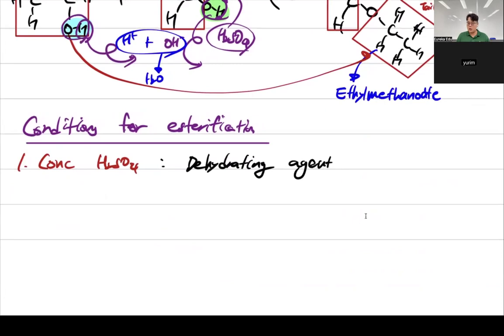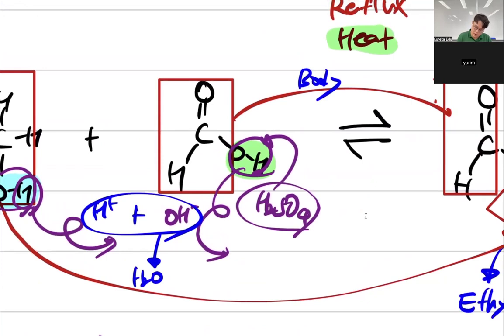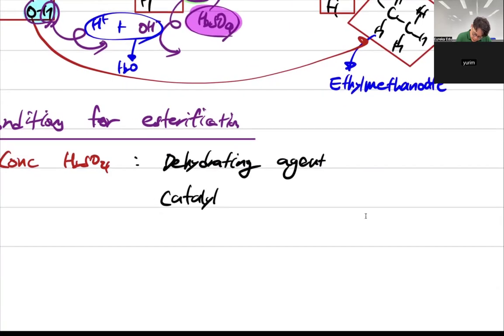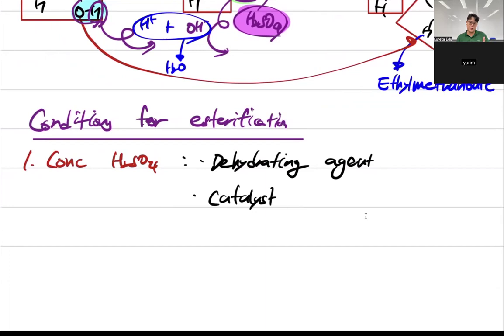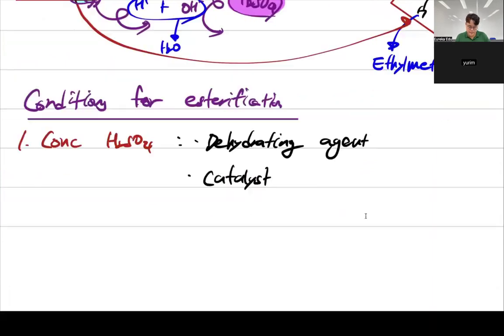The second reason we use concentrated H2SO4 is, if you remember the H2SO4 effect, this part over here. Can you see that? H2SO4 helps to break the bonds of the carbonyl group, so it works as a catalyst. So, two reasons why we use concentrated H2SO4. One is, as I said, the dehydrating agent, and another is that it lowers the activation energy required for the whole reaction process, working as a catalyst. Make sense?